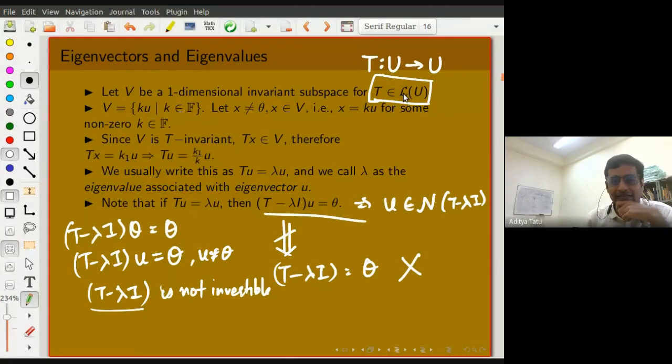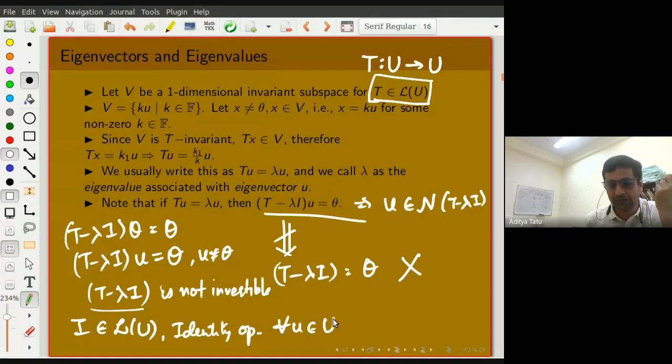No. Did I say that I is an identity matrix? What is I? I is a linear operator. It's called the identity operator. It's defined in this way. For all u in capital U, I maps u to u. Does that mean I is the identity matrix? No, sir.